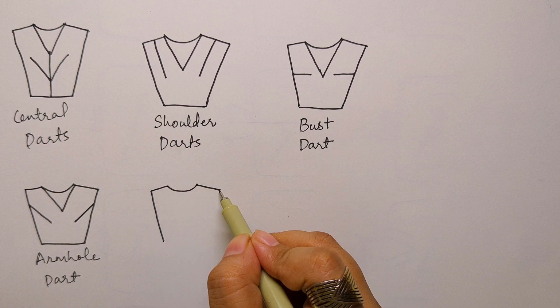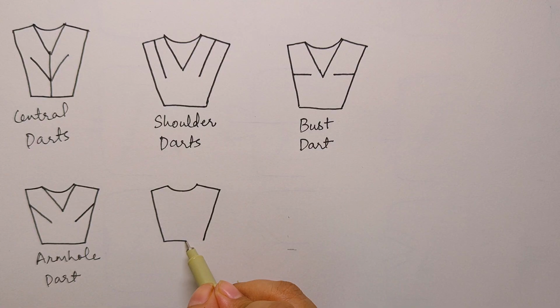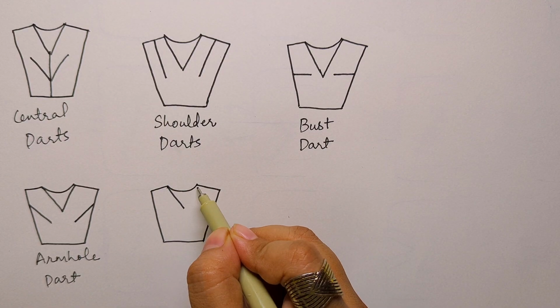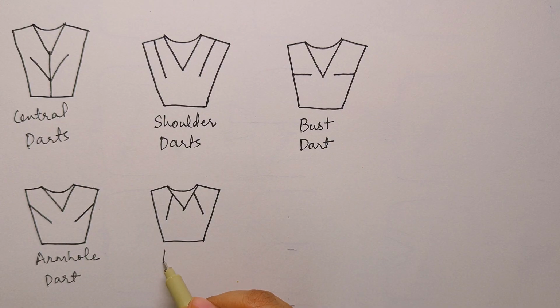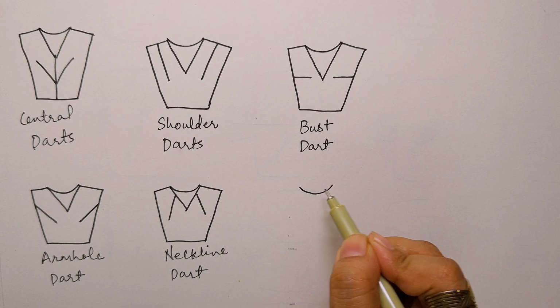Next is a neckline dart. Neckline darts begin from the neckline and point towards the bust apex. It helps prevent gapping and keeps the neckline flat and smooth. You will see this often in high neck or boat neck styles.